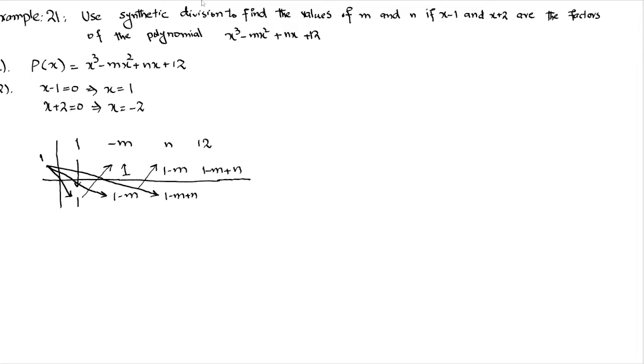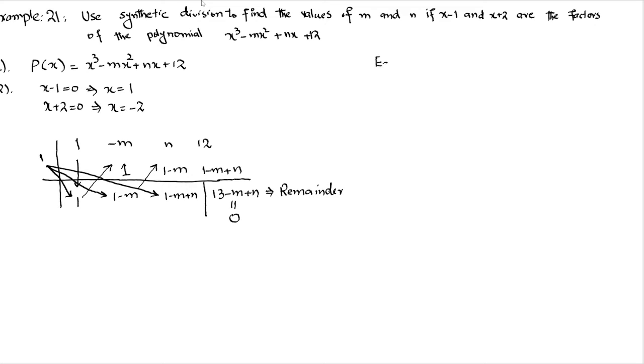So 1 added with 12 is 13. So we have 13 minus m plus n. Now the last term is the remainder of the division. As x minus 1 is given to be the factor of this polynomial, which means that this value must equal 0. So we have found one equation.